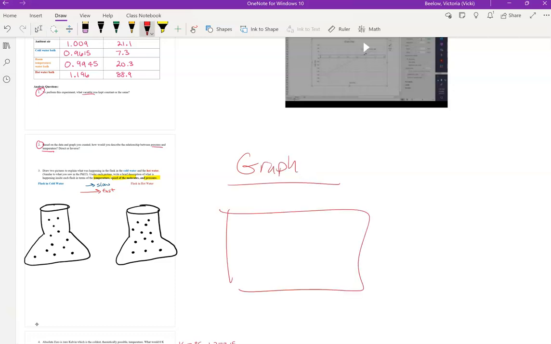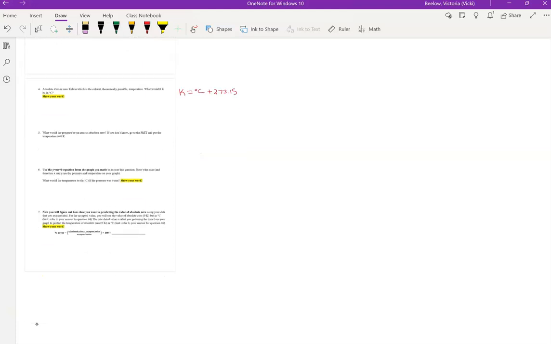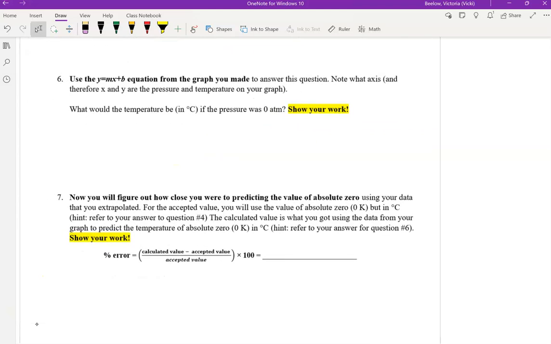Then you're going to paste the graph into this space here. You can snip it using the snipping tool, or you can click on the graph, copy and paste it, and put it right here in your OneNote. Then on your graph, you're going to have an equation, y equals mx plus b. Obviously, m and b will be actual numbers that come from your graph. And make sure on your graph you note what each axis was.